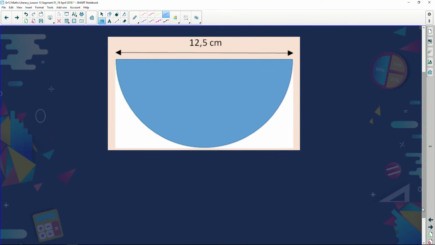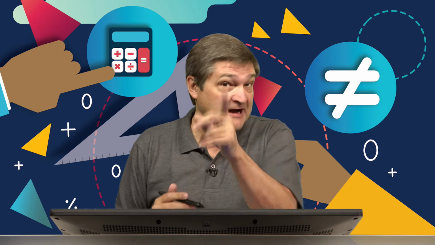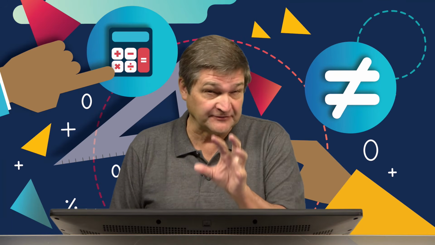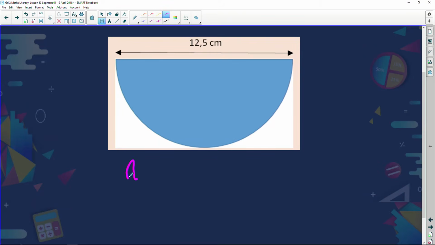Now over here, I have a weird and wonderful looking shape. It's actually a semicircle. In other words, half a circle. Now folks, I know that when I'm calculating area for a circle, I'm going to say area is equal to pi times r squared. But this is not a full circle. It's half a circle. So I'm going to take that result and multiply it by a half. Always remember to do this.